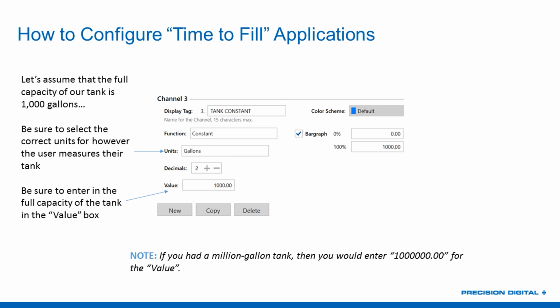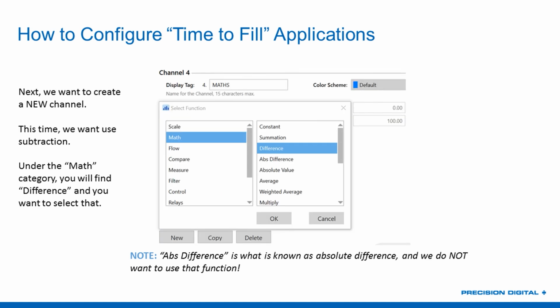So once we pick that, then we have to choose a few other things. We have to select our units. So in this case, we're going to do our units in gallons. And then we choose our constant. What is our value going to be? Since this is a 1,000-gallon tank, I made my constant 1,000 because that makes sense, right? And that's basically it. So that's our first step right there, create a constant channel, and that's our maximum tank volume.